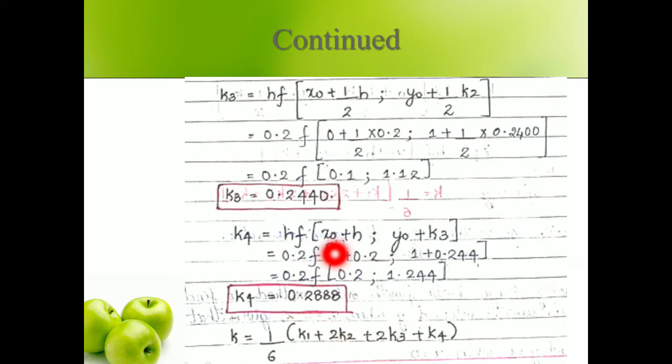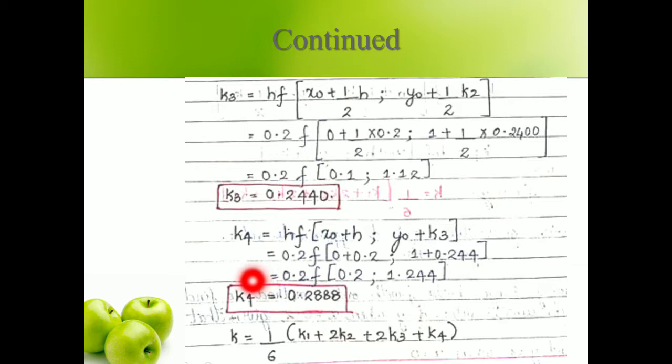Then the k4 value will be equal to h of f of x naught plus h, y naught plus k3. Substituting the values of x naught, h, y naught and k3, we get 0.2 into f of 0.2, 1.244. Substituting 0.2 and 1.244 in the y dash value and multiplying by 0.2, we get the k4 value equal to 0.2888.